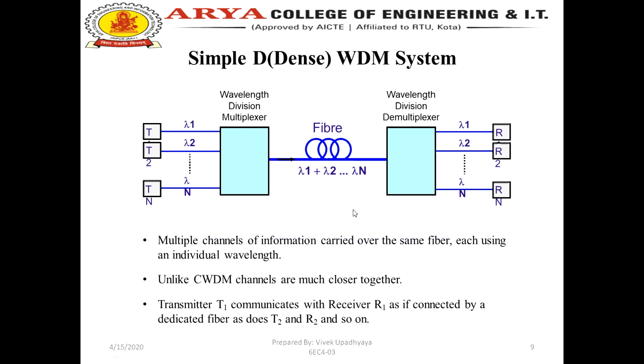Multiple channels of information are carried over the same fiber, each using an individual wavelength. Unlike CWDM, the channels are much closer together. Transmitter T1 communicates with receiver R1 as if connected by a dedicated fiber, as do T2 and R2, and so on.